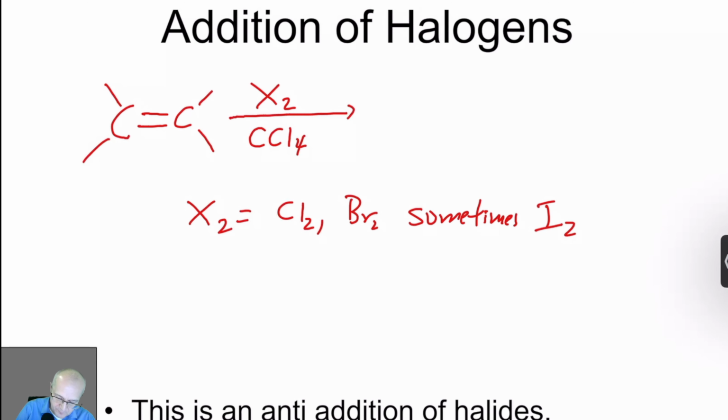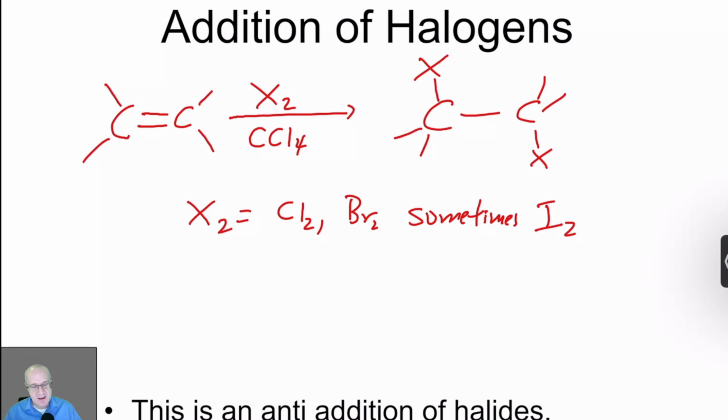Sometimes it doesn't work. And here you're going to get an anti-addition of the halogen. So X's will add in an anti-fashion. And that's something you just keep in mind. We're going to see the mechanism here right now.